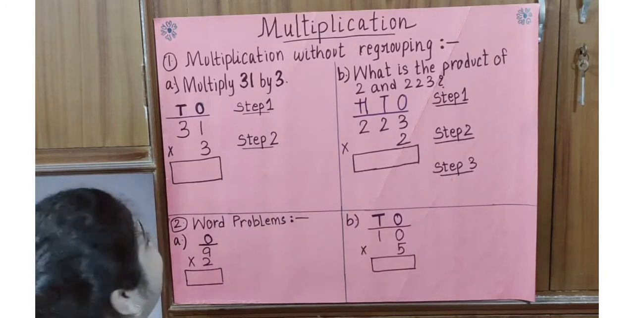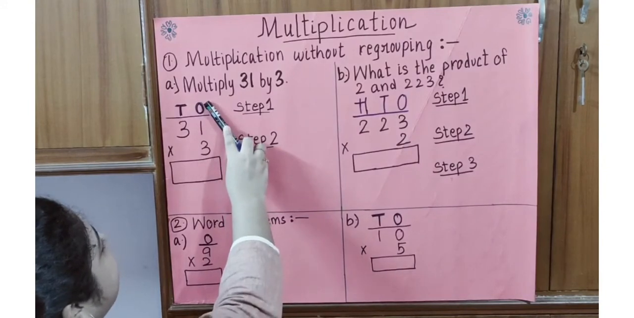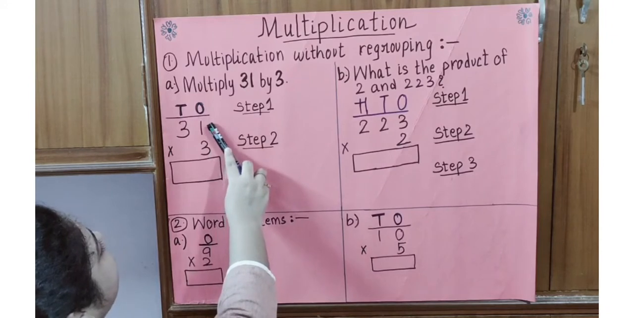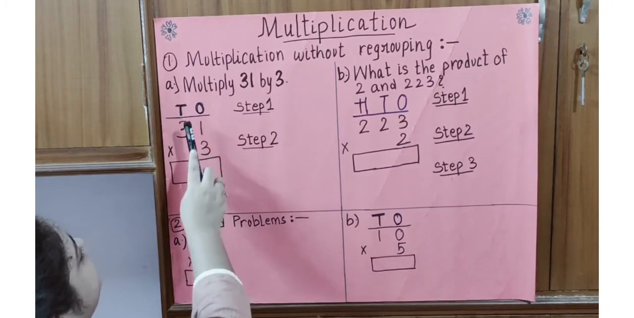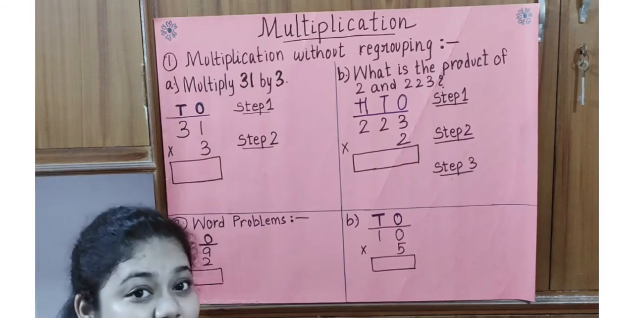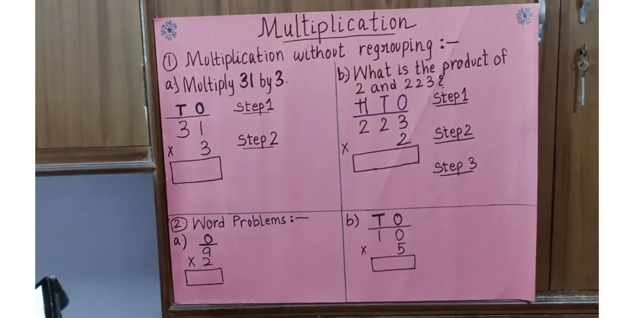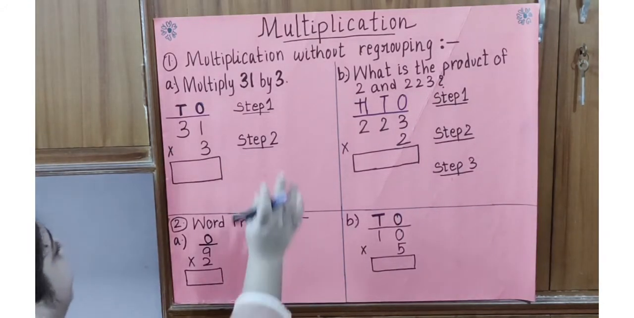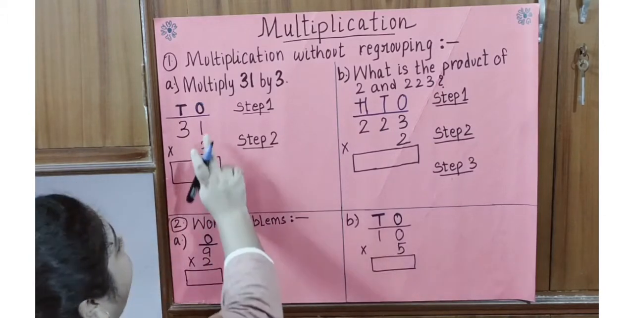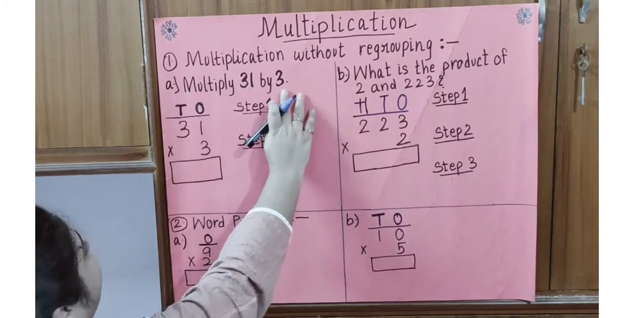Okay, children? Let's begin. You can see that in ones place, we have the digit 1, and in tens place, we have the digit 3. How are we going to do it? Let's see. There are two steps over here. I'm going to show you the first step: how can we multiply this number 31 by 3.